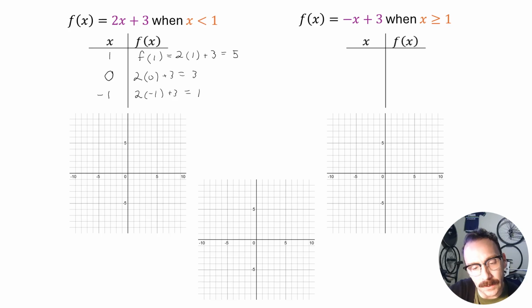Since we're already thinking about this one, the 2x plus 3, let's go ahead and graph it here. Then we'll move on to filling out the table for the next function as well. So bear with me here. Let me plot my first point when x is equal to 1. We found that the output is equal to 5. So I'm going to go to x equaling 1, then go up to where the output is equal to 5, and I'm going to plot the point right here.